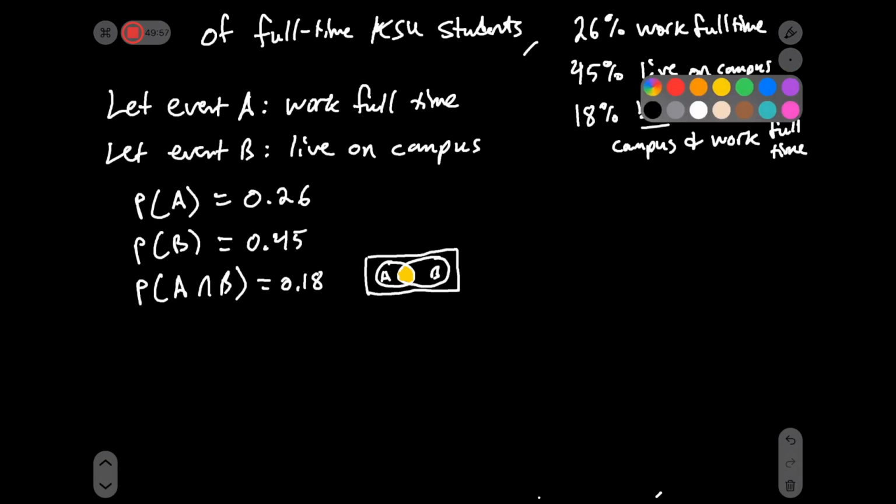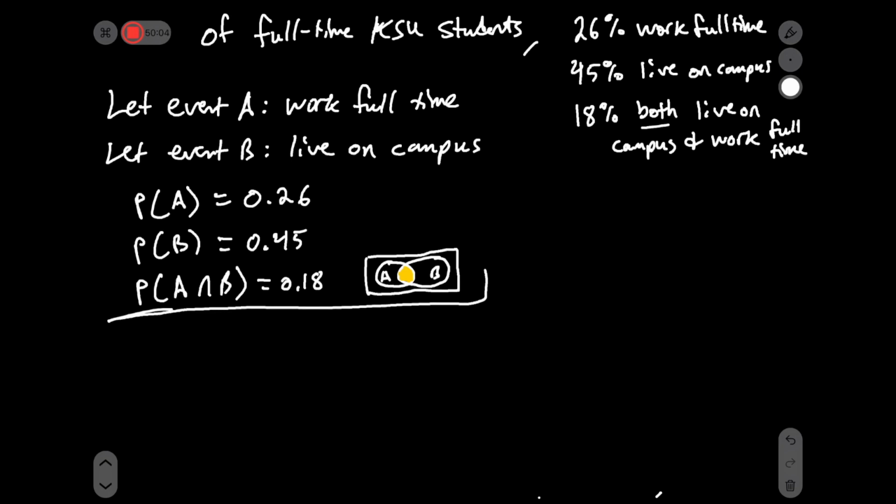So let's find a few things. Got all of our information here. So let's start by finding the probability that a student works full-time or that they live on campus. Okay, so the probability of A union B. And what are we describing graphically here?